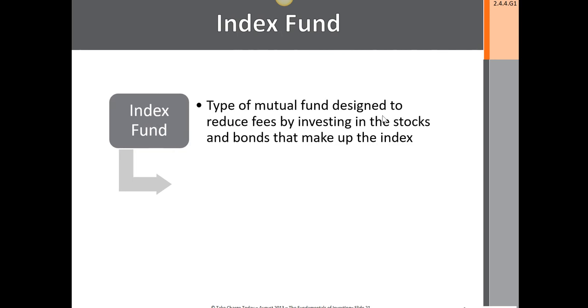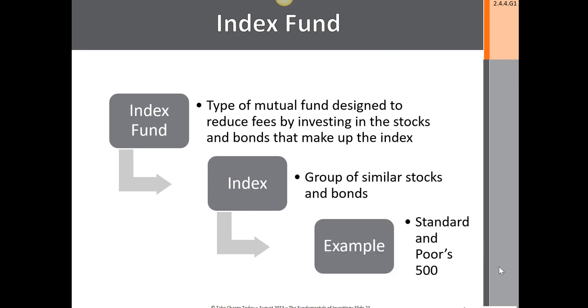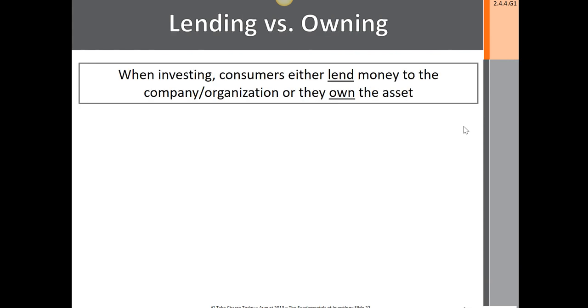Index funds are a type of mutual fund designed to reduce fees by investing in the stocks and bonds that make up an index. An index is basically a group of similar stocks and bonds. So you're investing in one group of similar stocks. An example you will see if you look on CNN Finance is the S&P 500. If you invest there, you're investing in a group of similar stocks and bonds that are all grouped together. A couple of terms you need to know: lending and owning.